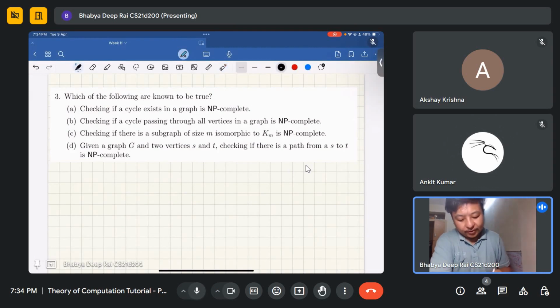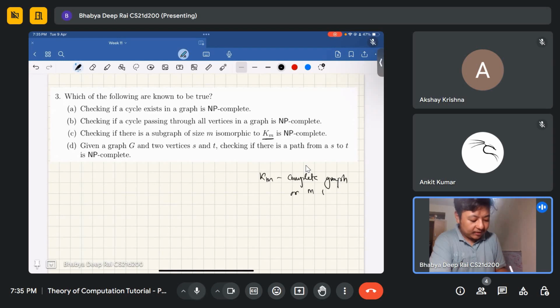Which of the following are known to be true? Checking if a cycle exists in a graph is NP complete. Checking if a cycle passing through all the vertices in a graph is NP complete. Checking if there is a subgraph of size m isomorphic to Km. What is Km? Km is the complete graph on m vertices. And next, given a graph G and two vertices S and T, checking if there is a path from S to T is NP complete.